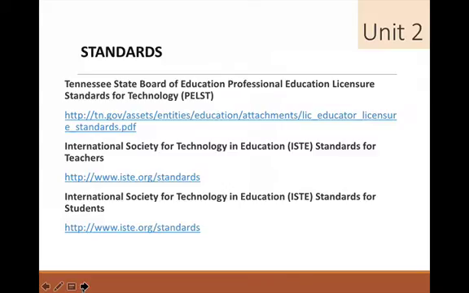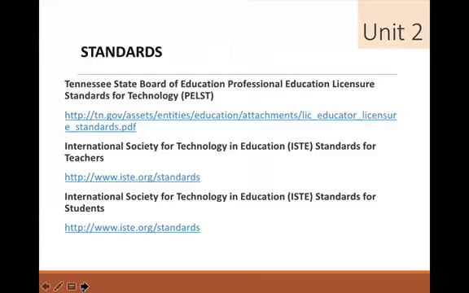Let's have a look. So as an educator, there are standards that the Tennessee State Board of Education have created. They are the Professional Education Licensure Standards for Technology. For every unit you will see these standards, and these are standards for educators to show ways in which they can use technology as part of the licensure process.